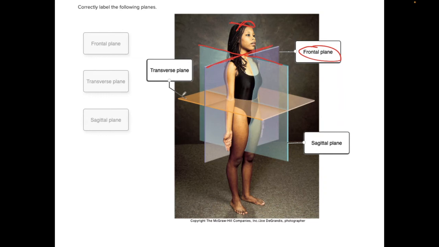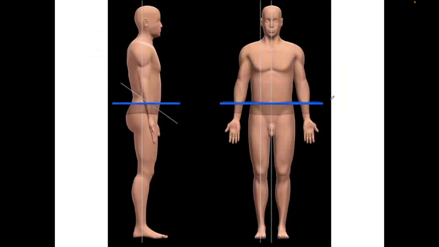And then the transverse plane is cutting it into a superior and inferior half. So there's a bird's eye view looking down into it or looking upward. So if we cut the person this way, this is your transverse plane. If we look at this one in the center right here, that's your sagittal, or more appropriately, mid-sagittal. The one off to the side, that's your parasagittal.